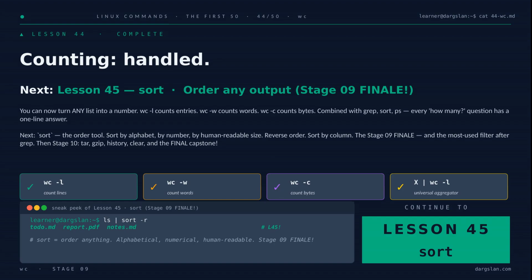Next up is the Stage 09 finale, sort, the order tool that arranges output alphabetically, numerically, or by human-readable size. After that, Stage 10 brings tar, zip, history, clear, and the final capstone. See you in Lesson 45.